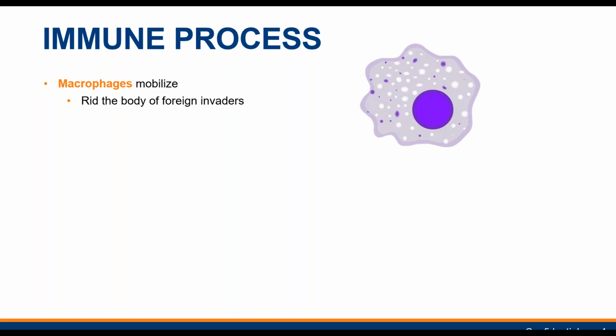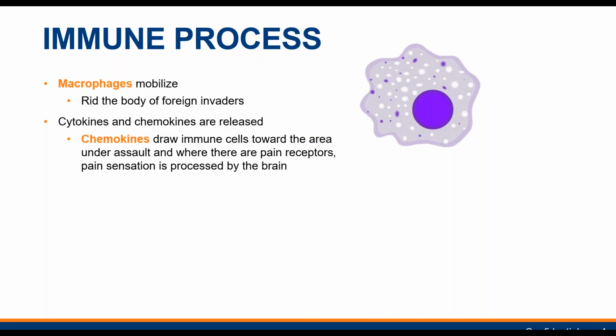So we know that macrophages are going to mobilize whenever there's an introduction of some type of pathogen to the body, and their job is to rid the body of these foreign invaders. Ultimately, molecular cascades will cause release of cytokines and chemokines. Now, chemokines are going to draw immune cells toward the area that's under assault, and notably, where there are pain receptors, a pain sensation is going to be processed by the brain. So when you have an inflammatory process like a rheumatoid condition, you're going to experience pain in joints and tissues that are affected because there are pain receptors present.